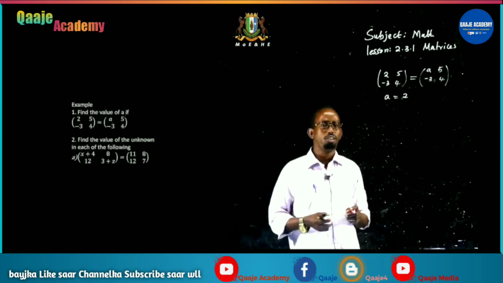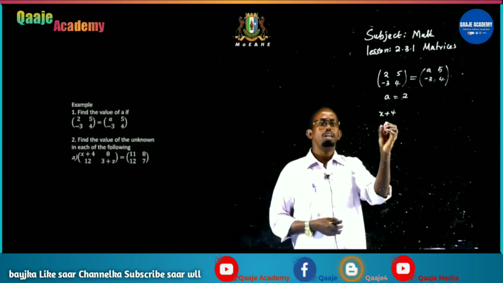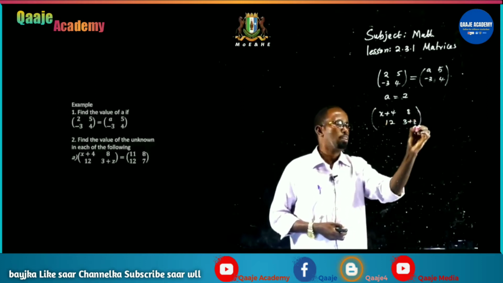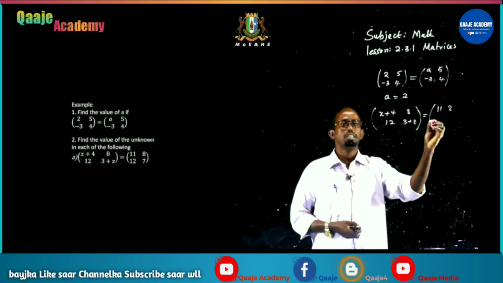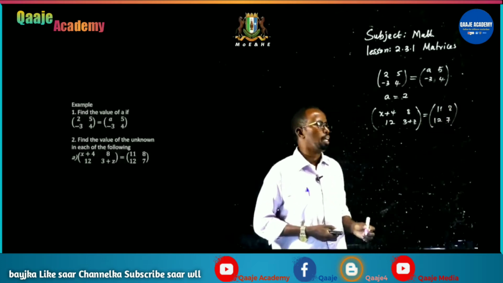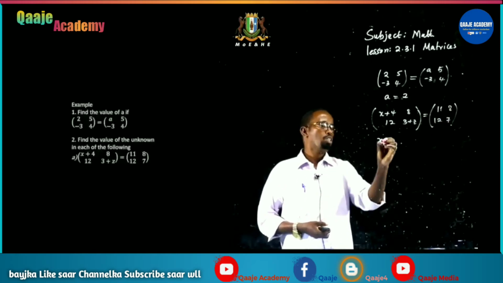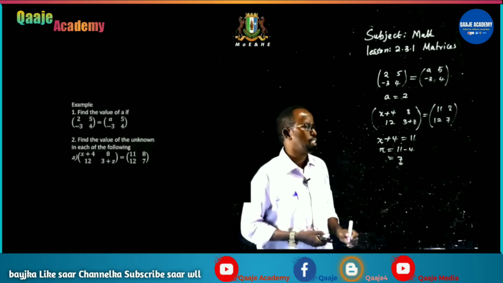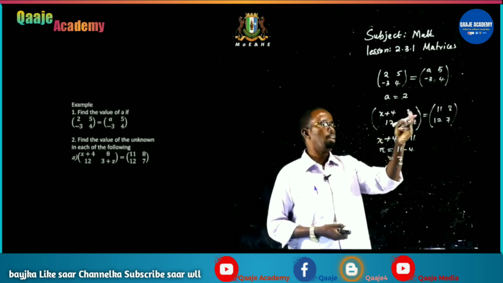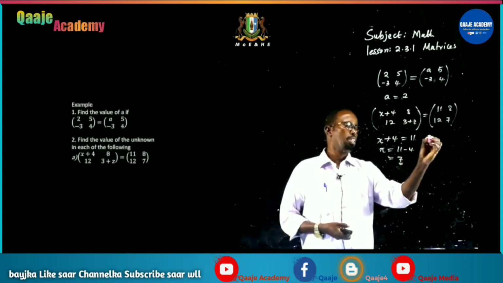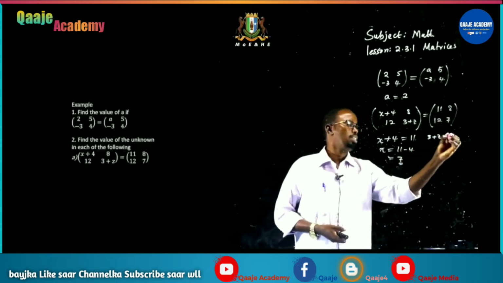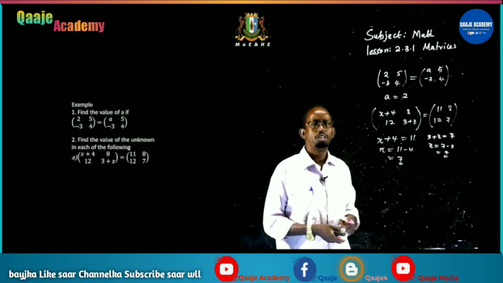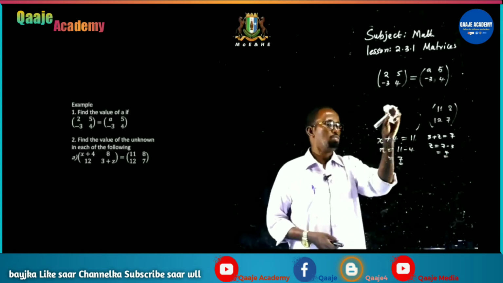The next one: find the value of the unknown in each of the following. The first matrix is (x + 4, 12; 8, 3 + z), and the second matrix is (11, 12; 8, 7). Again, you look for the corresponding elements. The order is the same, 2 by 2. So x + 4 is equal to 11, therefore x is 11 minus 4, so x is 7. If you substitute 7 there, you get 11, which corresponds to 11. The next one, 3 + z, is equal to 7. So z is equal to 7 minus 3, z is equal to 4. That is the answer to that question.